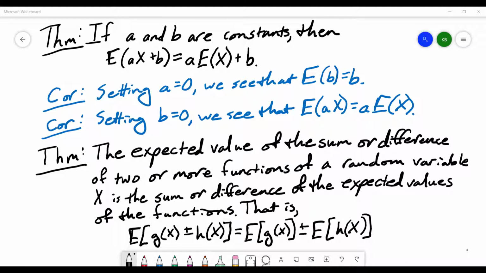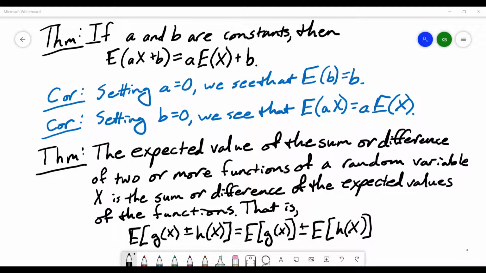are constants, then the expected value of a times x plus b is equal to a times the expected value of x plus b. Now, there's a couple of corollaries of this theorem, so these are direct results of this theorem. The first one is found by setting 0 as a, and when we do that, we end up with the expected value of b is just b. So the expected value of a constant is that constant, and if we think about that, that makes sense.